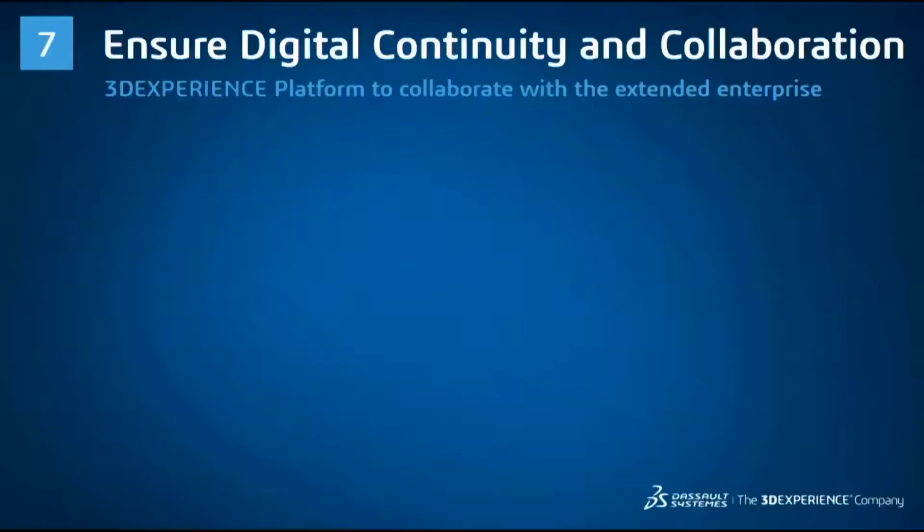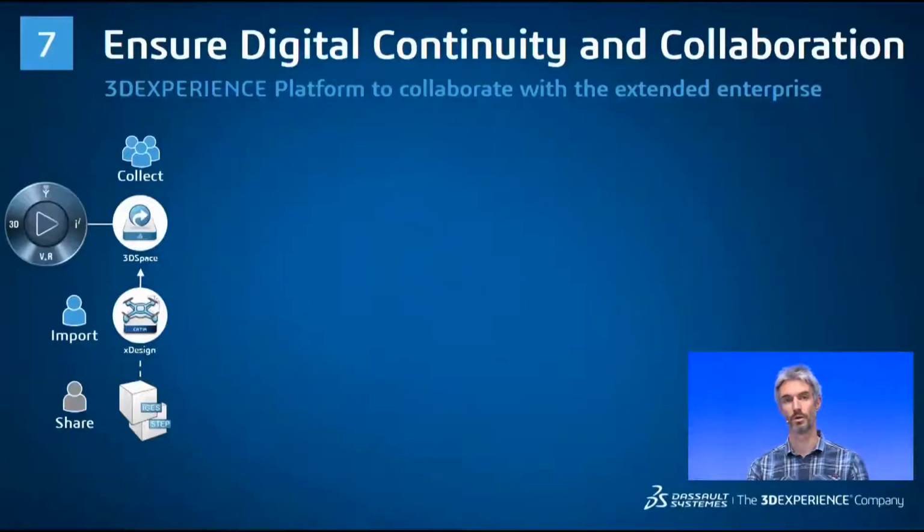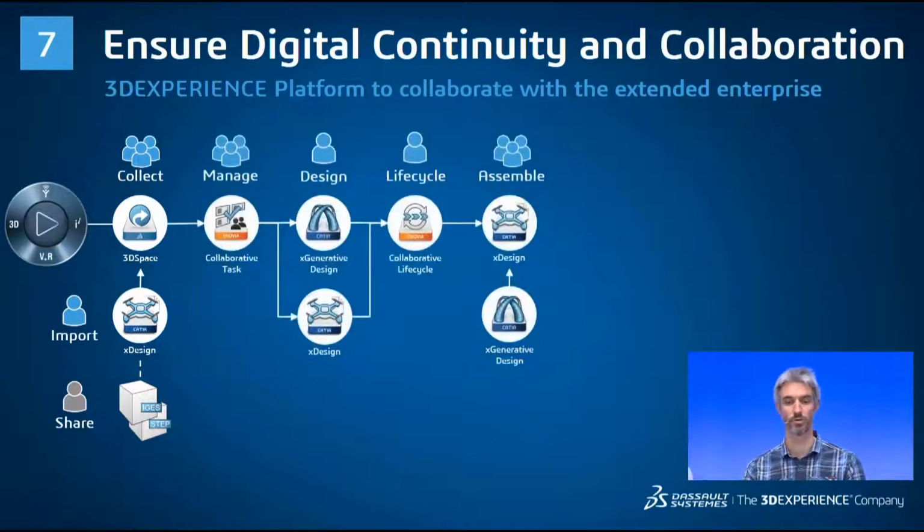So we were talking about digital continuity and collaboration. We've really focused on the application called Generative Design, but Generative Design is part of what we call a role, which is a set of applications allowing you to collaborate on different aspects. You have, for example, 3D Space to import and collect all your data in the same place to share across the project. You have some collaborative applications like Collaborative Tasks and Collaborative Lifecycle to manage your data and the maturity state of your data, for example.